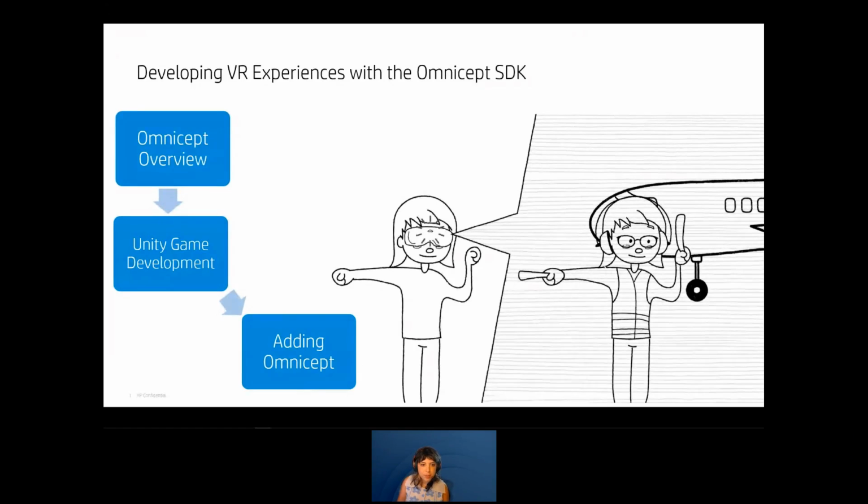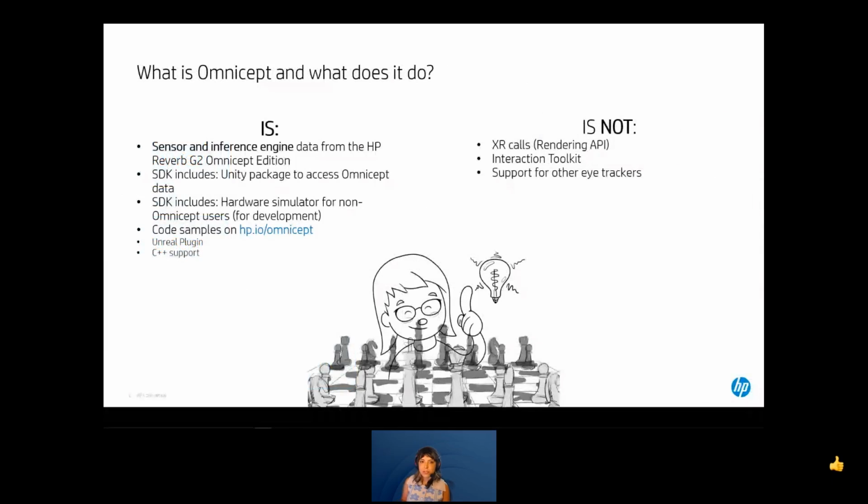So what is Omnicept? What does it do? I'll say what it is and what it is not. So it is a sensor and inference engine data from the HP Reverb G2 Omnicept Edition. So HP has two Reverb G2s. There's the normal one, and then there's the one that we came out with a few months ago. That is the Omnicept Edition. So that has sensors on it that we're referring to in this Omnicept part.